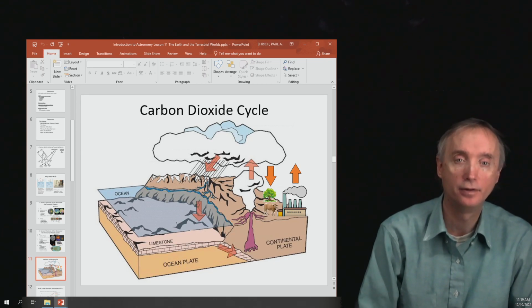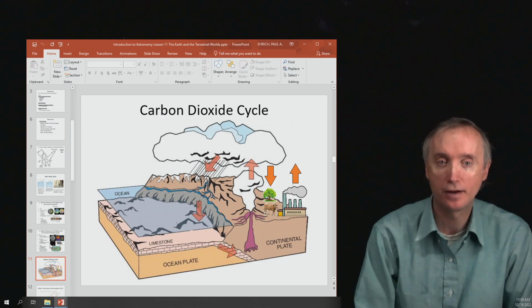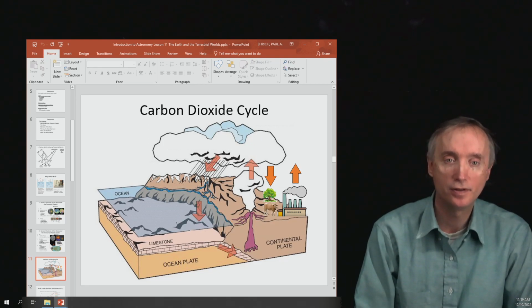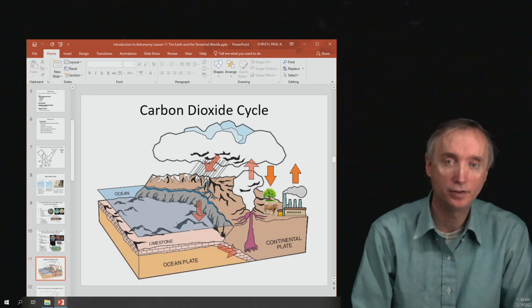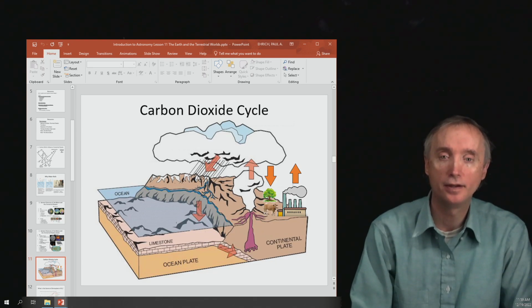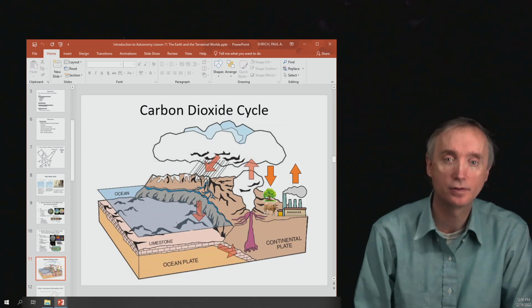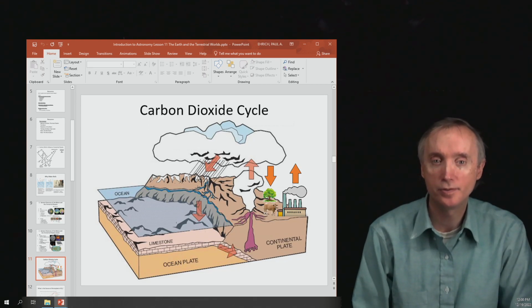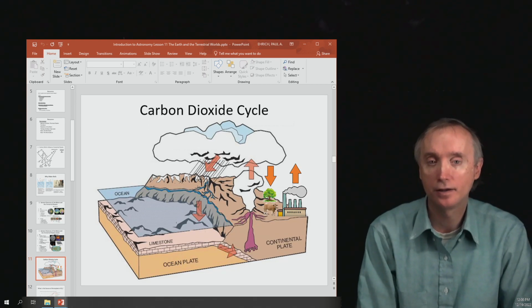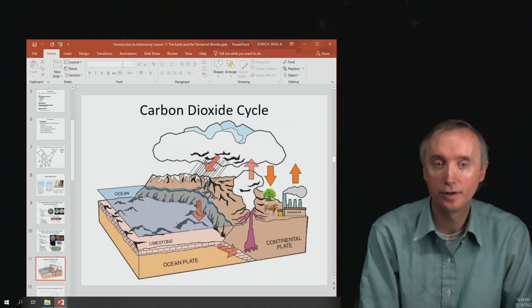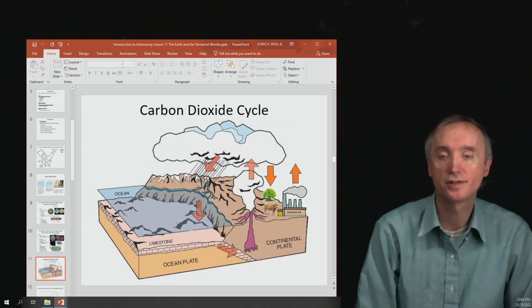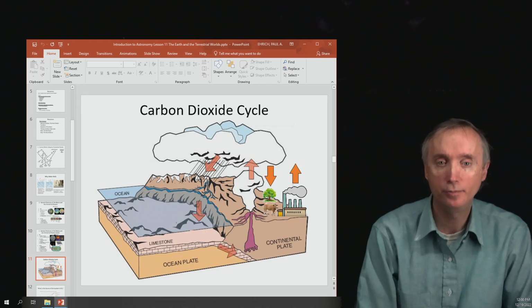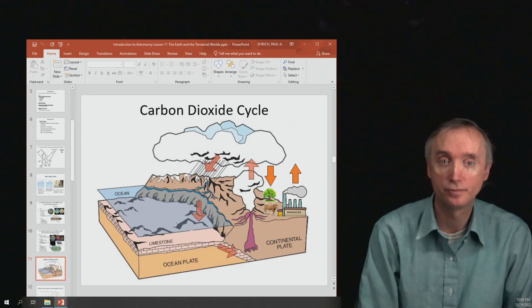For any planet, carbon dioxide comes out of volcanoes, goes into the atmosphere, can be washed out of the atmosphere into an ocean, and then it can be precipitated as limestone, and then the limestone can be subducted back underneath the continent where the carbon dioxide can come out again. So this cycle will occur on any planet that has oceans, liquid oceans.